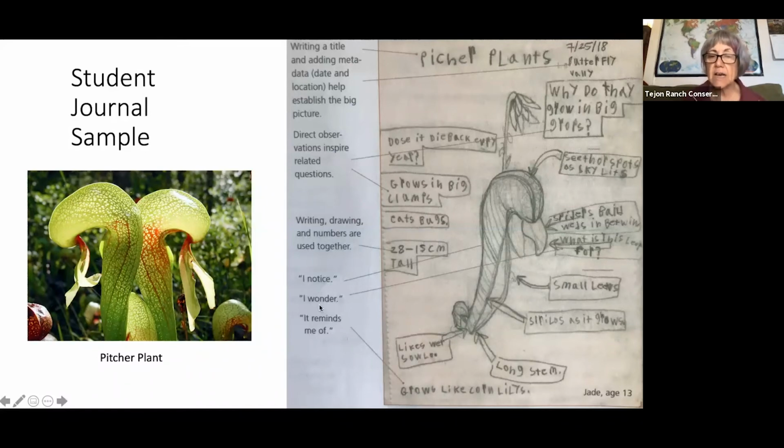Here's I notice, I wonder, and this reminds me of. And by the way, you don't see I notice, I wonder, this reminds me of. Look at this reminds me of, grows like corn lilies. Doesn't say it reminds this person of that, but this is a it reminds me of. So if you don't want to write I notice, I wonder, it reminds me of, that's fine. But don't forget to use I notice, I wonder, and this reminds me of.